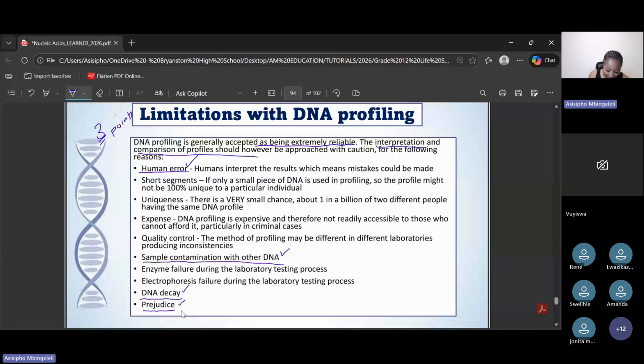But yeah, let me go through everything. Uniqueness, there's a very small chance, about 1 in a billion, of 2 different people having the same DNA. It is expensive. DNA profiling is expensive and therefore not readily accessible. Obviously, people need to pay, so there are other limitations to it. But remember, like I said, 2 or 3 things. Human error is normally very common. Contamination, DNA decay, prejudice. Even with this one, just one word, you get a mark. You don't even have to elaborate.